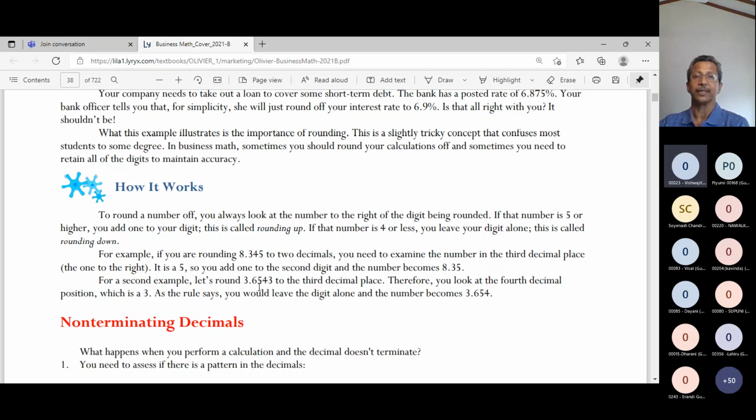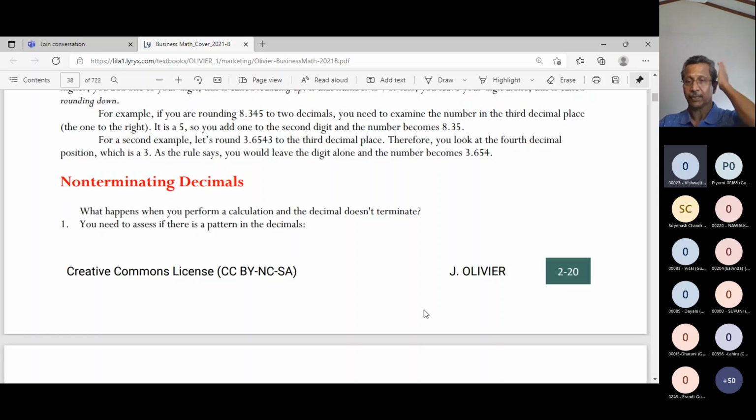For a second example, 3.6543, right? We want to round off to 3 decimals, to the third decimal place. We look at the digit to the right of the third one, which is 3. So nothing is added, and 3.654 is the rounded number. Is it clear? When you round off, you have to look at that. I think when you work in Excel sheets, it takes that into account. You only have to say how many decimals.